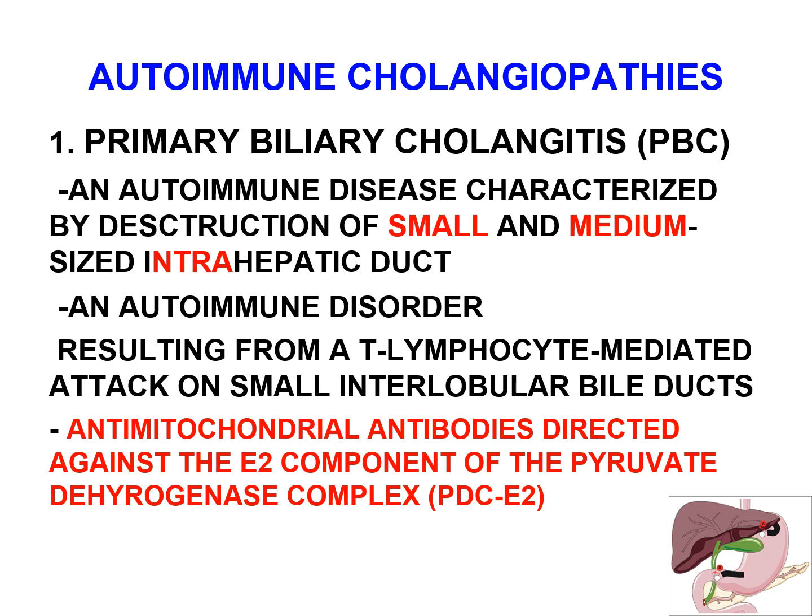PBC has a striking female predilection of 9:1, with a peak incidence between 40 and 50 years of age. Now, the disease is most common in the US and Northern Europe, and the incidence is low in Africa and in the Indian subcontinent. Family members of PBC patients have an increased risk for the development of this disease.